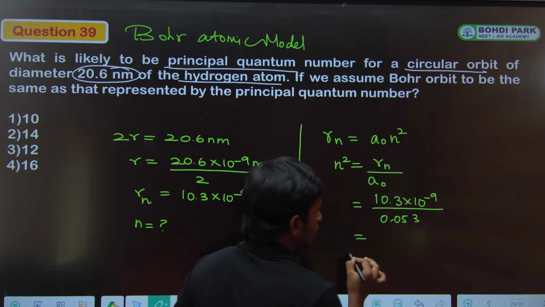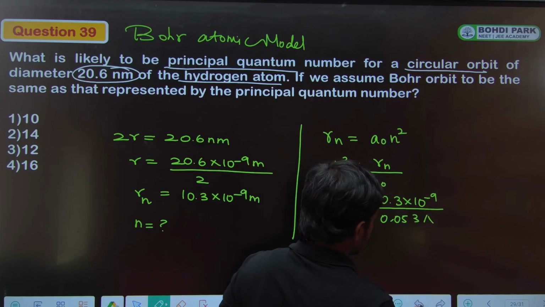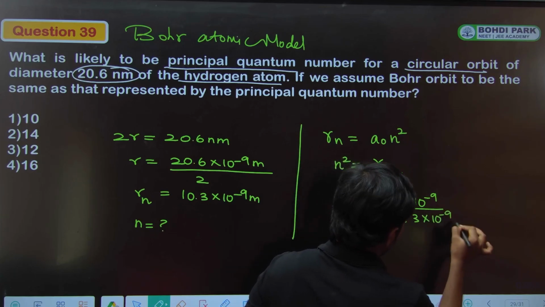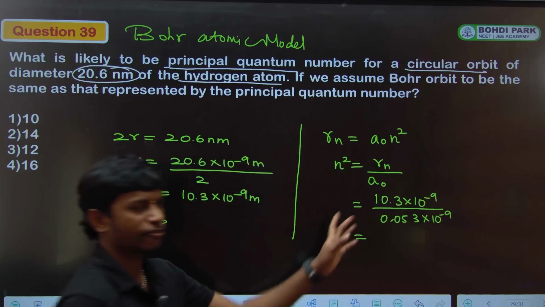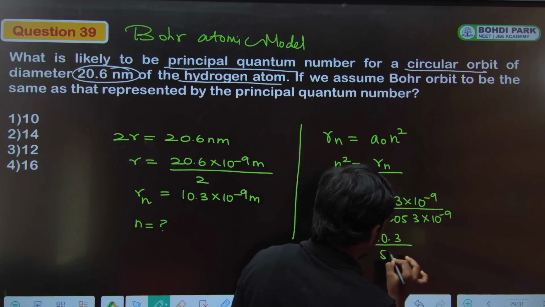How can we cancel this? What is that? 0.053 nanometer into 10 to the power minus 9 meter. Or you can write 0.53 Angstrom. Okay, so 10.3 divided by 5.3.